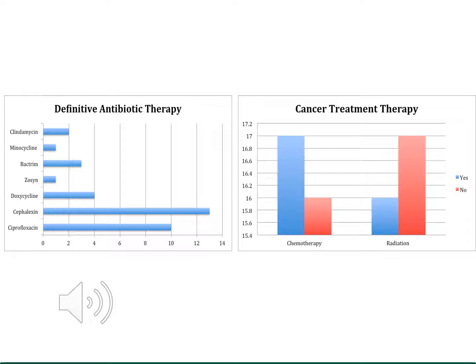The graph off to the right shows the number of patients that have had chemotherapy or radiation therapy, and there are some patients that have had both. We decided to look at the amount of patients that have had additional cancer treatment therapies because these are two factors that could have compromised their immune system. As you can see, many patients have elected to have chemotherapy. Not as many patients have radiation therapy. And it's not shown here, but some patients did have both.